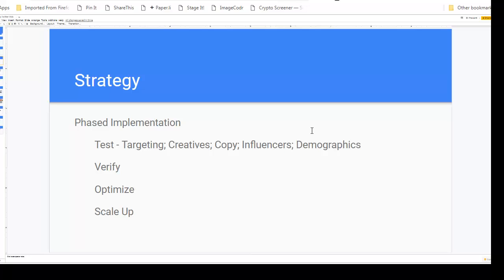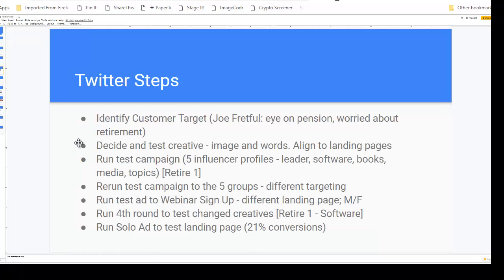So the reminder of where I am in the strategy. It's a phased implementation, and I'm in test. Targeting I've pretty well pinned down, although I still have questions about a younger group of people. Creative is what I've tested this week. Copy I've changed this week. Influencers I'm decided on, and the demographics I'm still working on age, and I'm still working on male and female. The verify stage will happen next.